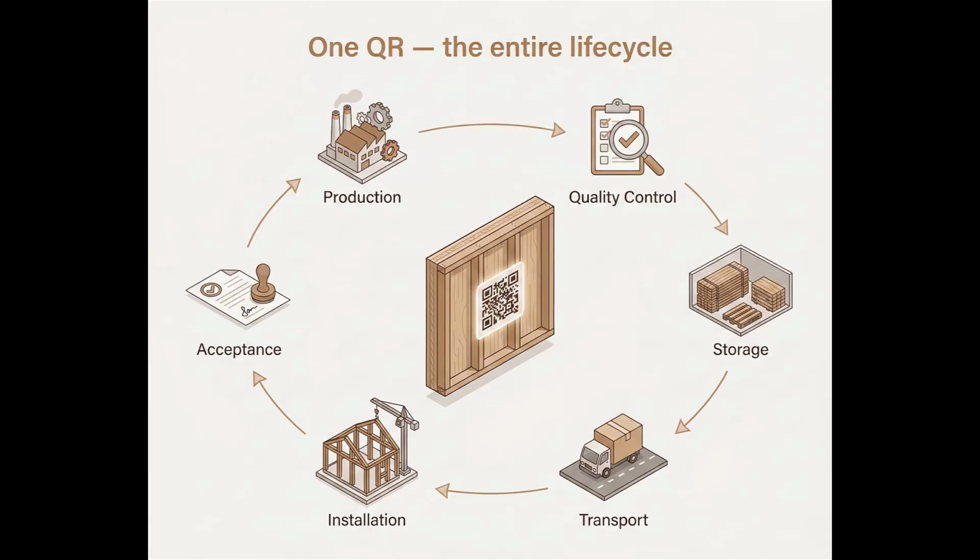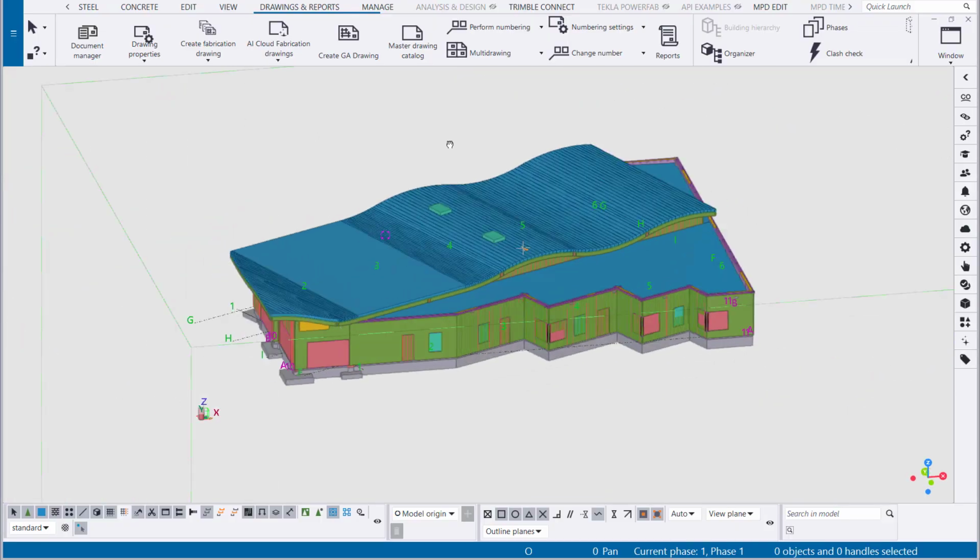In production, on site, or in the warehouse, scan the label, and the required object opens instantly in the browser on your phone or tablet.